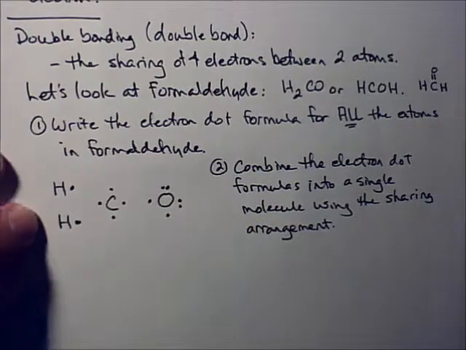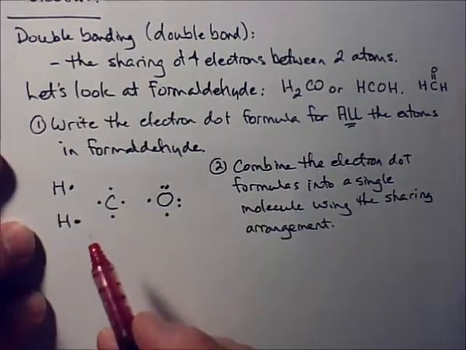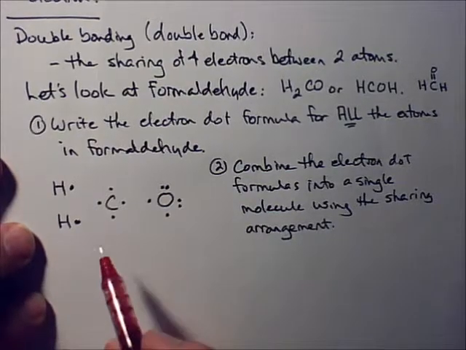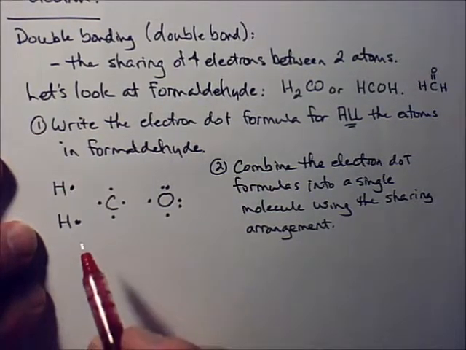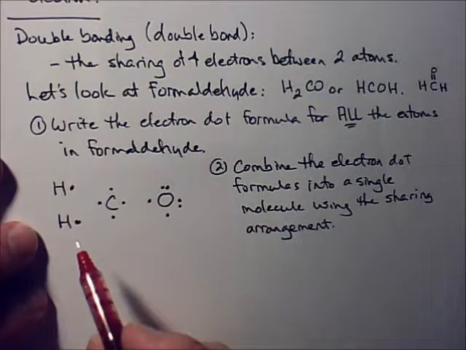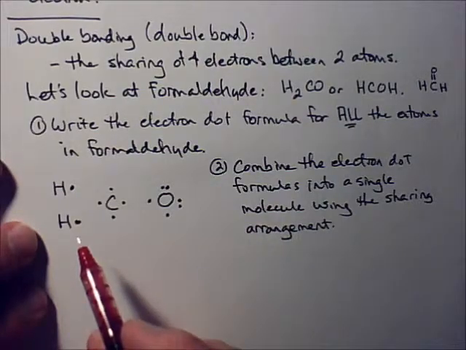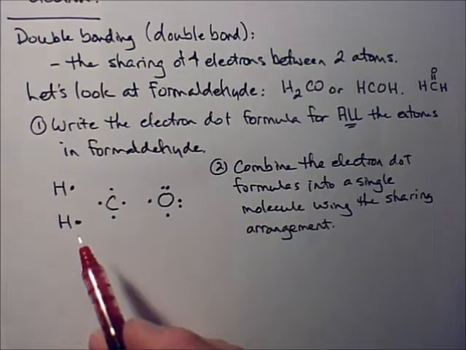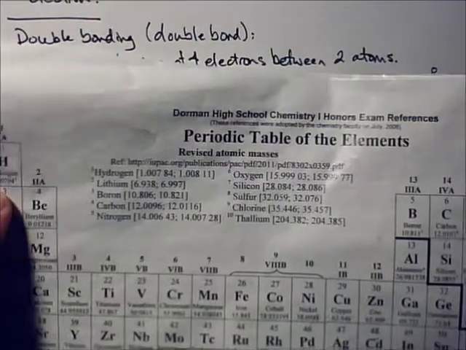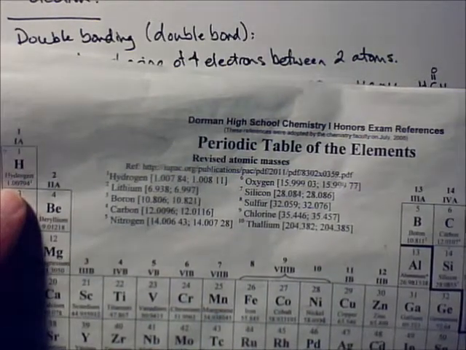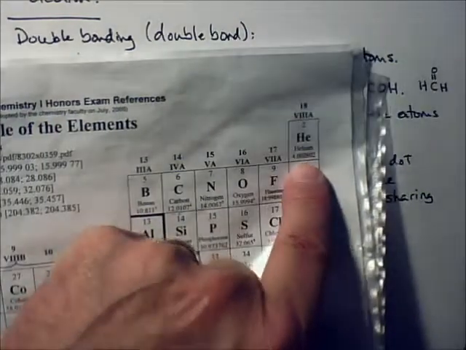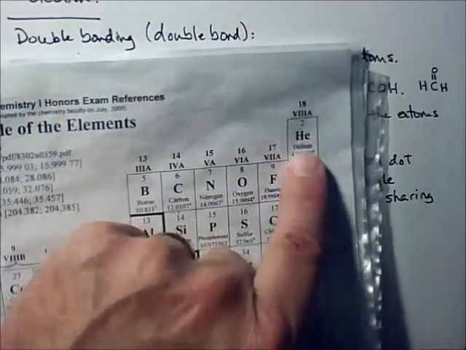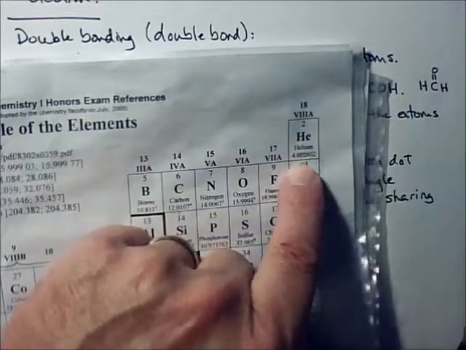So the sharing arrangement means I want to share electrons between these atoms in such a way that each atom has all the electrons it'd like to have to be like the next highest noble gas. It's often called the octet rule, but then there's some atoms that don't want to have 8. They only want to have 2. Since hydrogen is in row 1, which is period 1 on the periodic table, its next highest noble gas is helium, which only has 2 electrons. And so it will have a full valence level when it only has 2 electrons.